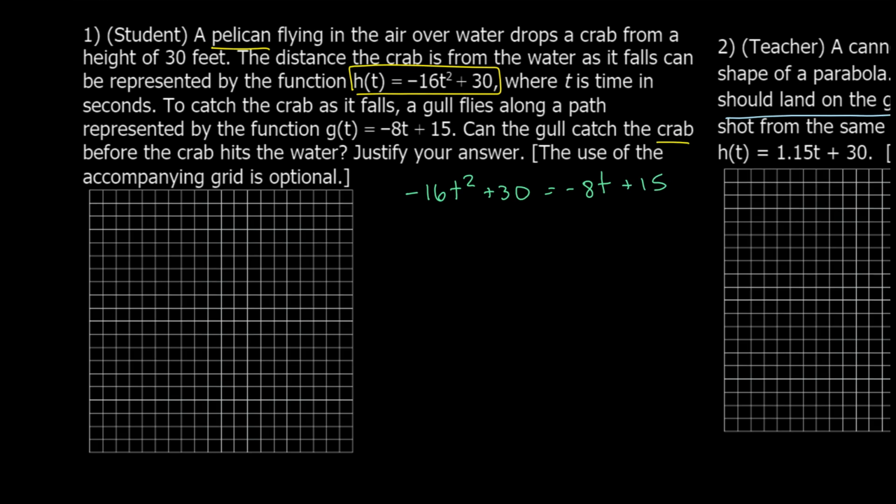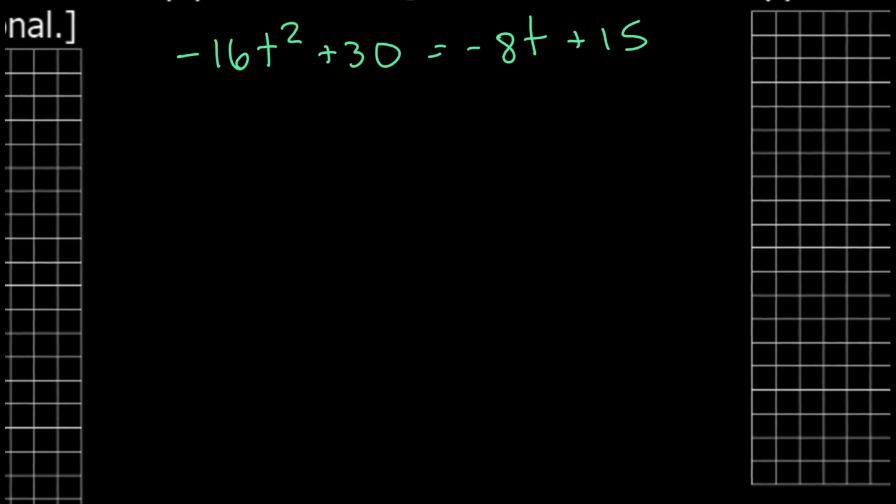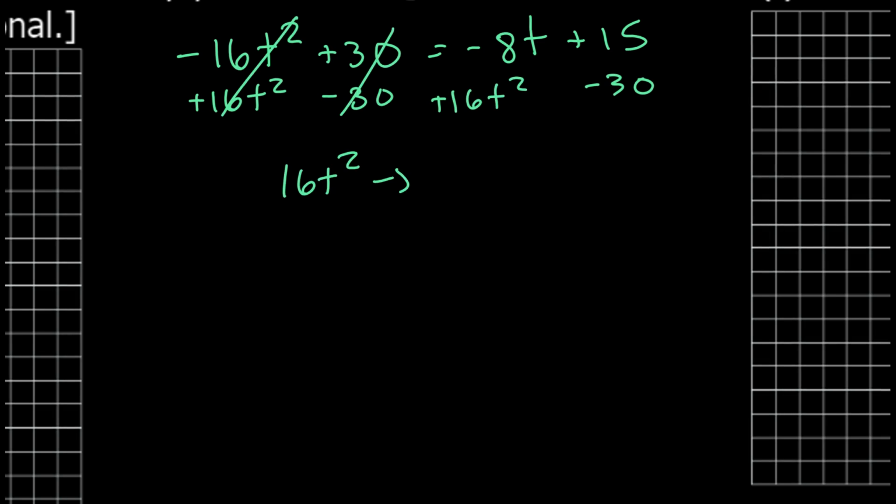Now what? Yes, get everything on one side. Now, because we all don't like negatives, I would try my hardest here to get my leading term to be positive. So instead of moving everything to the left, I'm going to move everything to the right. So it's going to add 16t squared and subtract 30. So this becomes 16t squared minus 8t minus 15.